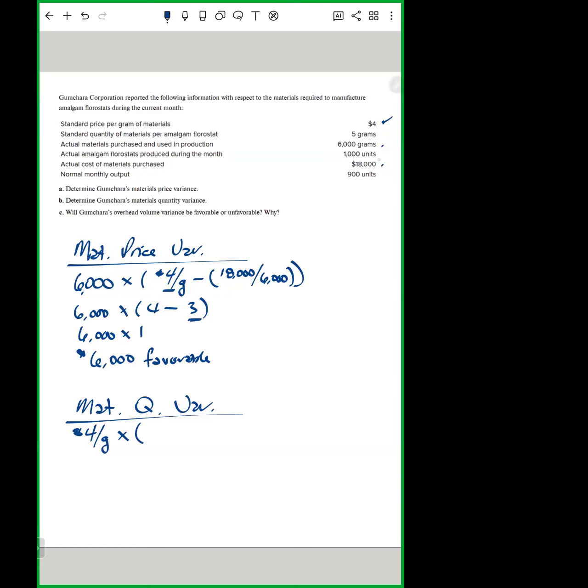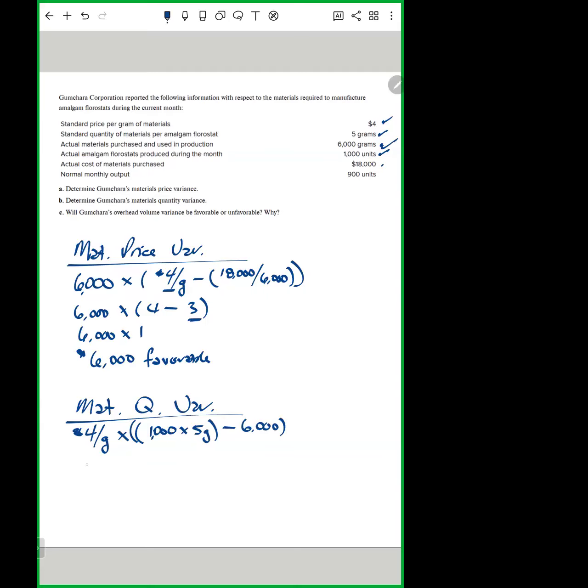This is the number of actual produced for the month. And here's the grams. Yeah. So because we need this in grams, we have the 1,000 units produced times the 5 grams each. Again, I probably need brackets there just to be completely clear. And then we're going to subtract that from the actual materials used, which is the 6,000.